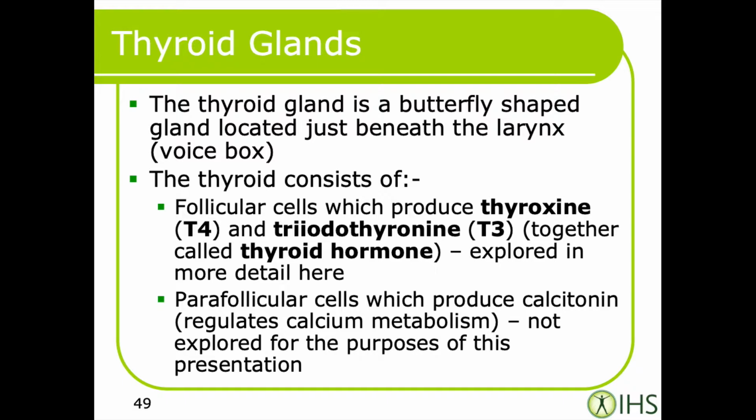And so you have two types of cells in your thyroid. You have follicular cells, and you also have something called parafollicular cells. The parafollicular cells produce calcitonin, and that hormone is involved in regulating calcium metabolism. We are not going to explore this in this presentation as much. We're going to explore the thyroid hormone in more detail.